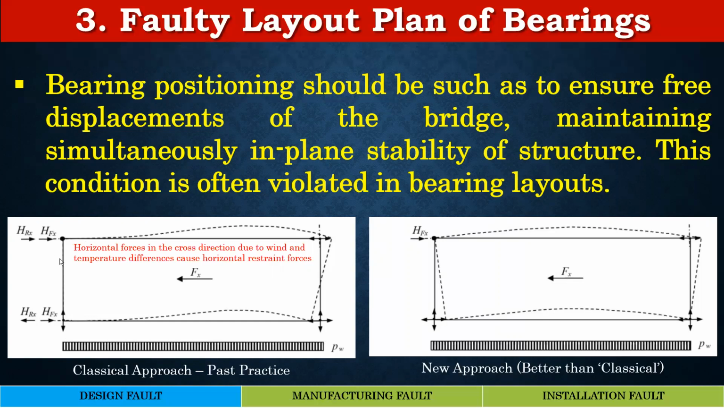All the loads will be taken by the fixed bearing, and only when there is a deformation of the fixed bearing, the other bearing will start effectively sharing the load. So this is one drawback. And the second drawback is the horizontal forces in the cross direction due to wind or temperature difference can cause horizontal restraint forces where the deflected pattern you can see is not symmetric, and this is also a disadvantage.